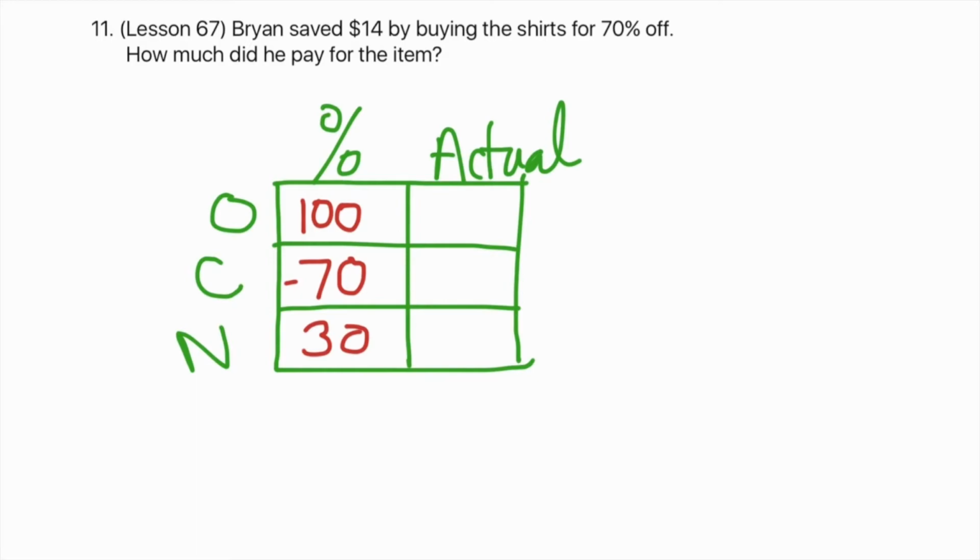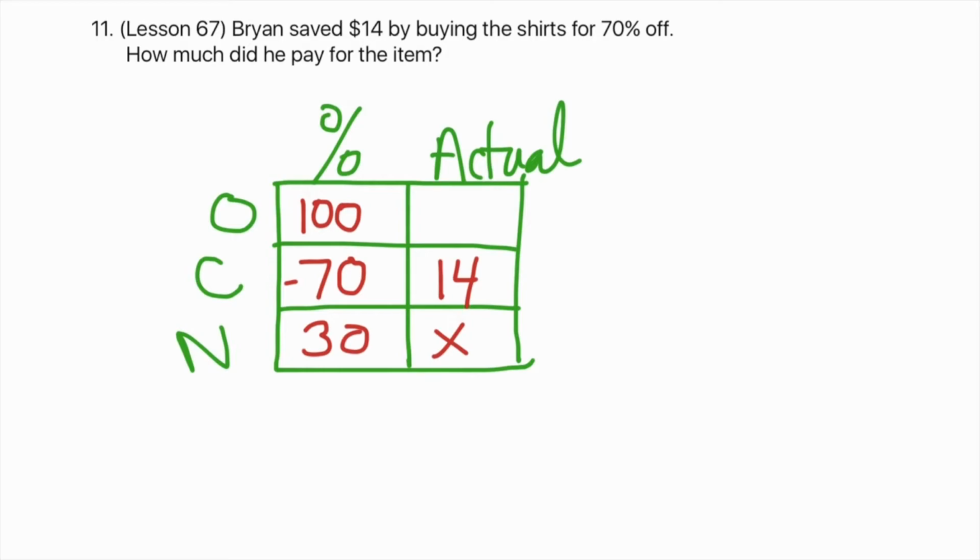On the actual side, we have the number 14. That's going to go in the middle row for the change because that's how much money he saved. 14 doesn't represent the original cost or the new cost. So that's the difference in how much he saved between the original and the new. And we want to know how much did he pay for the item. So we are trying to find what the new price is. So we're going to put an X under the new.